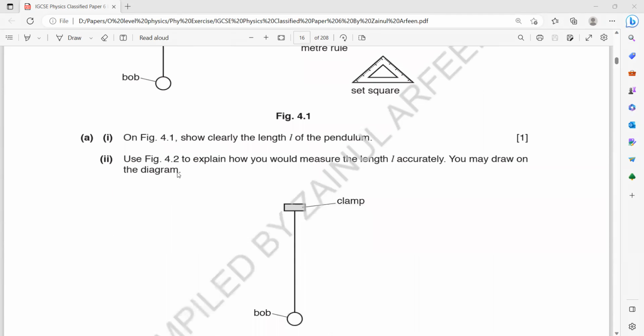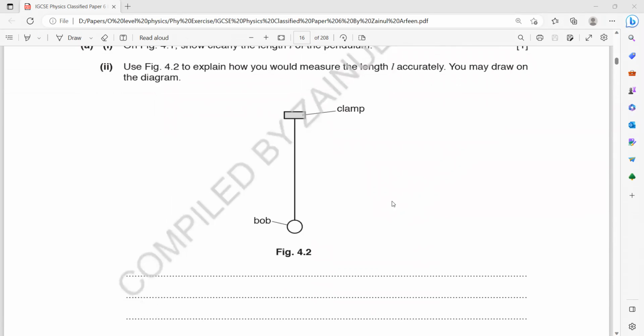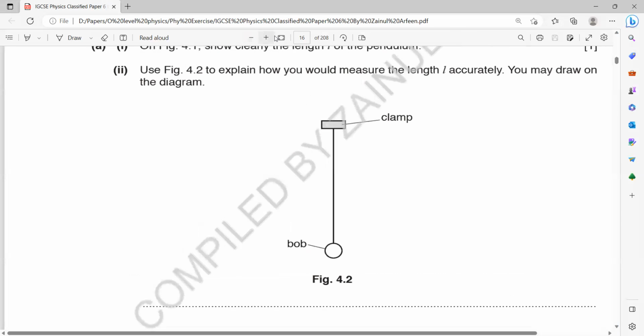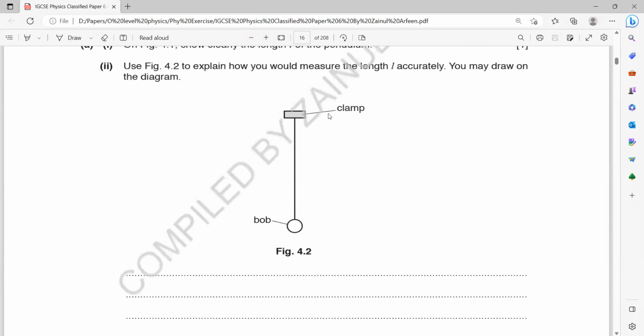Then use figure 4.2 to explain how you could determine the length as accurately as possible. And you may draw a diagram. For reference, they provide a set square and a meter rule. So what you can do, you should place a meter rule next to or close to the pendulum. And there will be a set square to measure its length as accurately as possible. So the points you can mention: place a meter rule close.